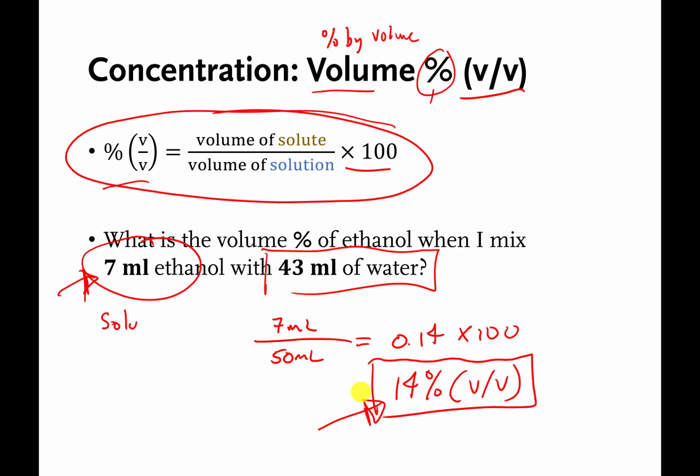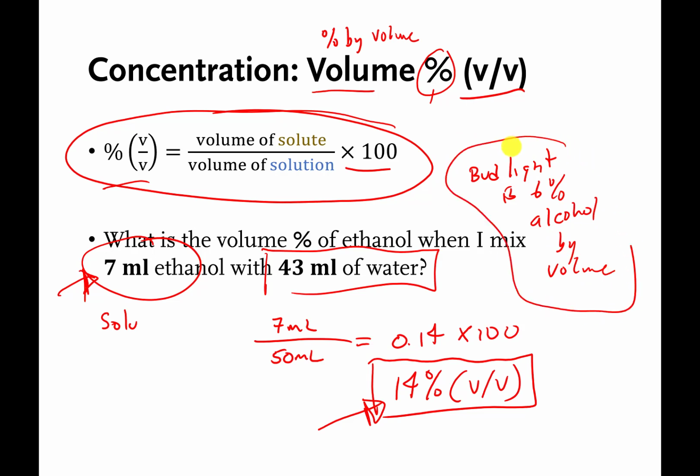If you have ever watched beer commercials, sometimes they'll say stuff like Bud Light is 6% alcohol by volume. What they're doing is they're telling you that, hey, we're measuring how much alcohol, how concentrated the alcohol is in our beer, and we're using this method. We're not using any of the other methods that we could have used. That's why they say alcohol by volume.